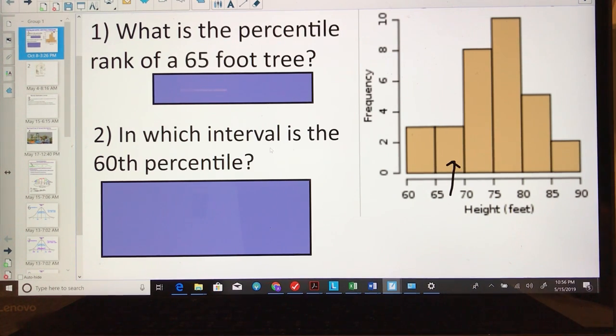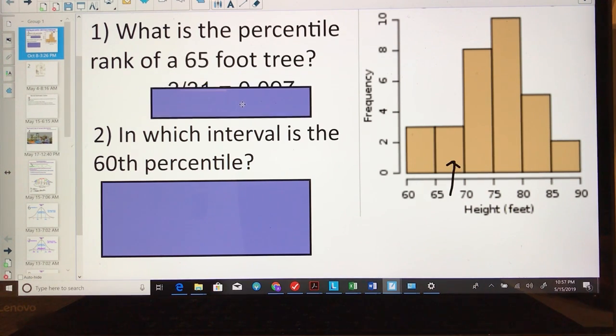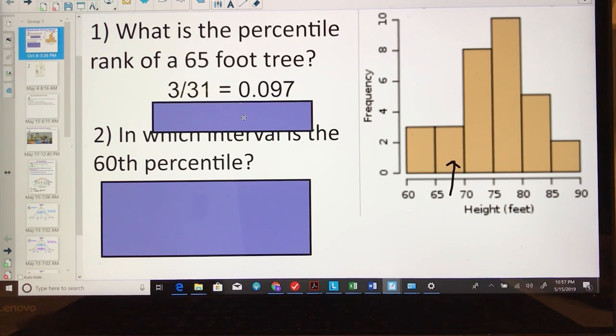So if you look here, we've got a histogram with height in feet and the frequency. We're talking about trees here. The 65-foot tree is going to fall into this bin here because remember that if it's on the edge, it always goes to the bin to the right. So we have 3 data values that are below where we are, and we have 31 total data values. So what we're going to do is take 3 over 31, and that gives us 0.097.